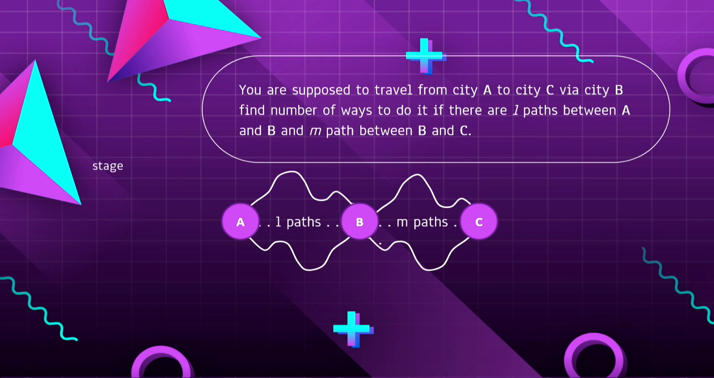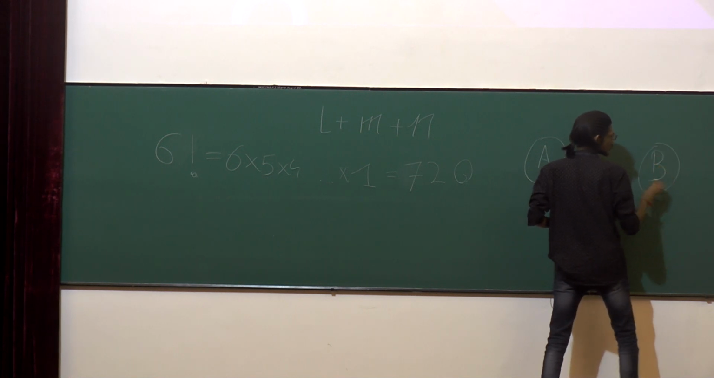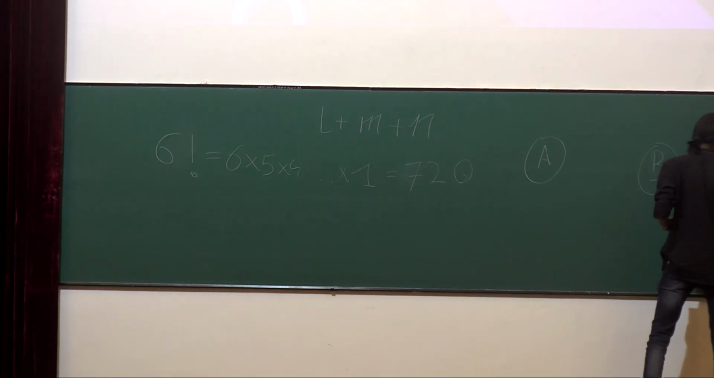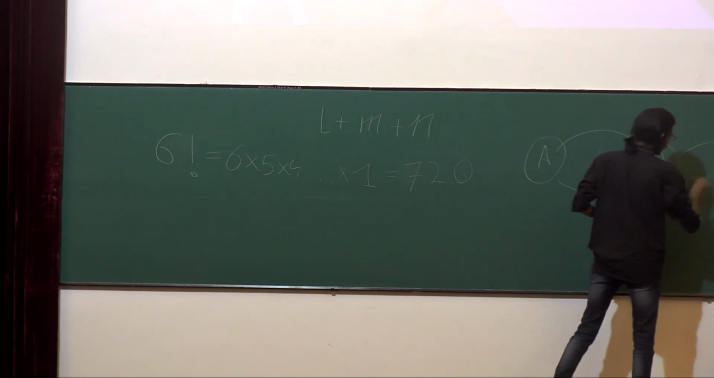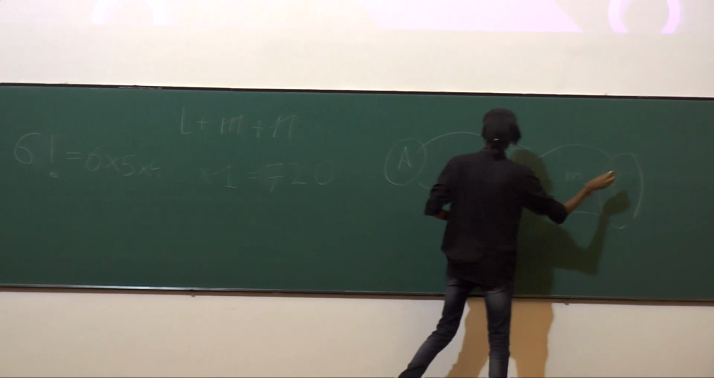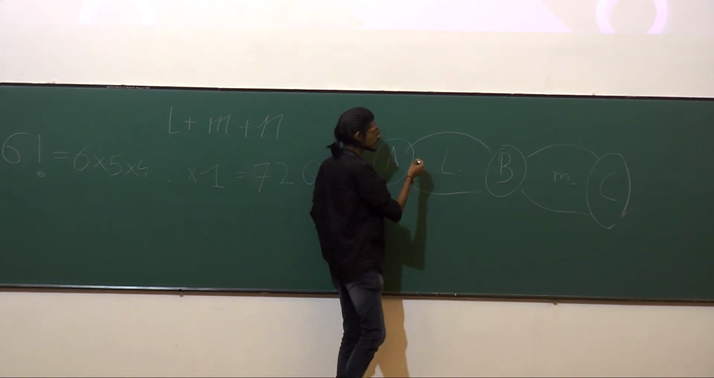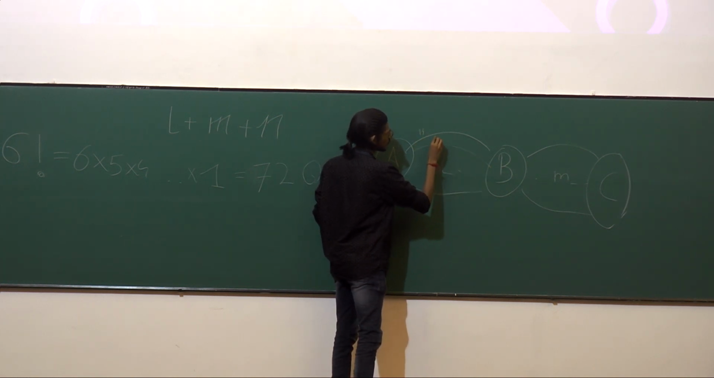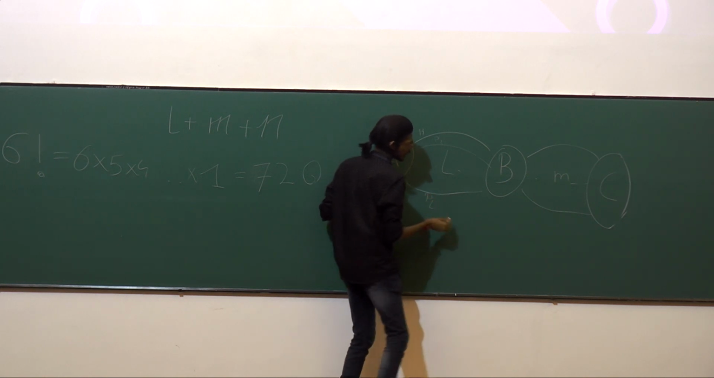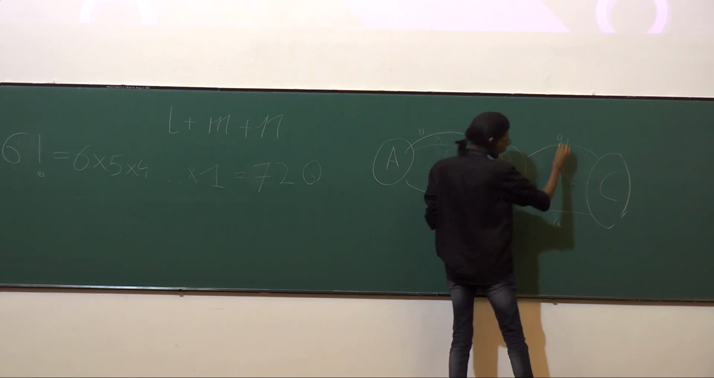Yeah, perfect. So let's see, we have city A over here, city B over here, and city C over here. Like there are L paths here, there are M paths here. So how will you count the number of ways? So I will just call this path P1, this P2, and this PL, and this is Q1, Q2 up to QM.